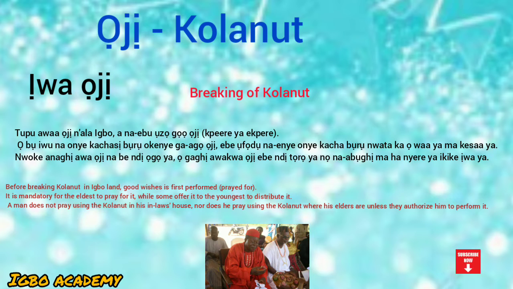If the people are not Igbos, they'll give it to the elders from those tribes before he will start praying. Then, after praying, he then breaks the kola nut and every other person can eat. Before breaking the kola nut in Igbo land, good wishes are first performed or prayed for.